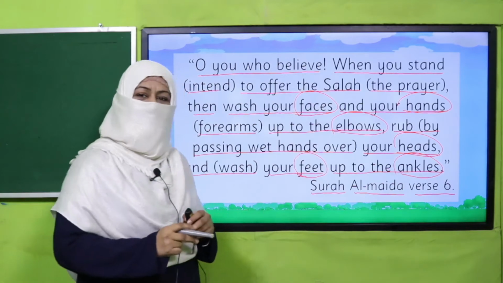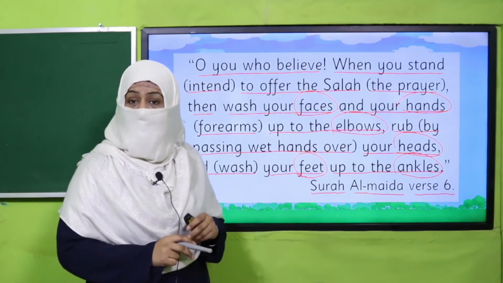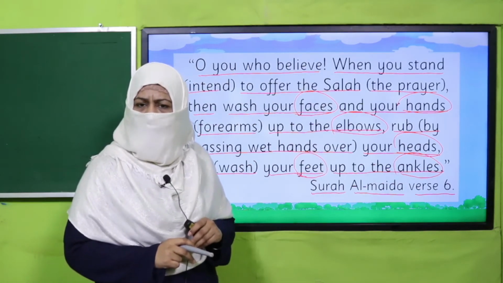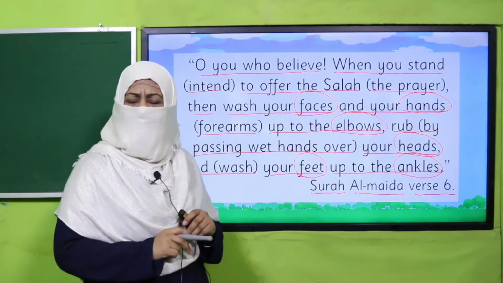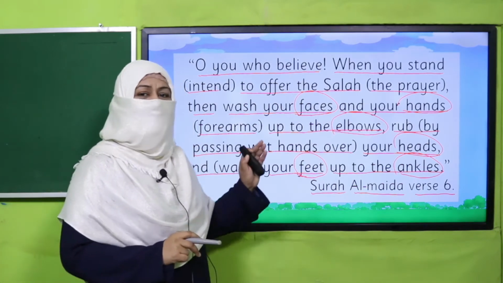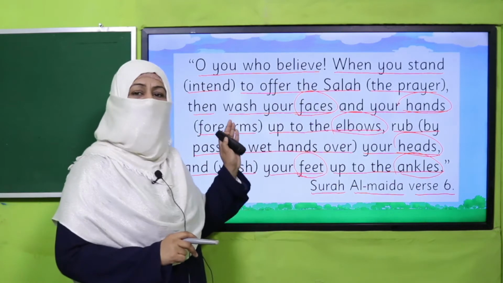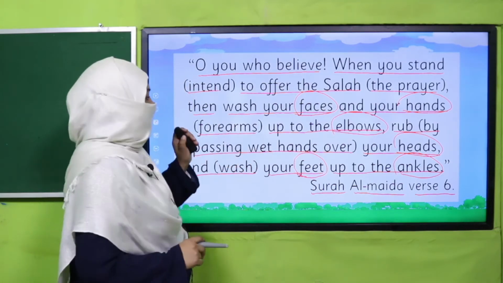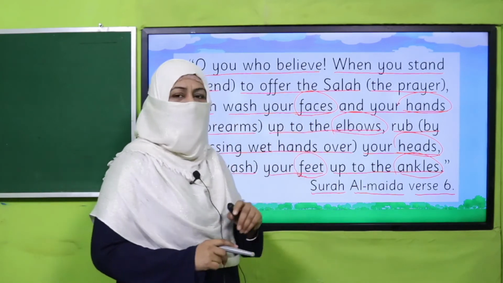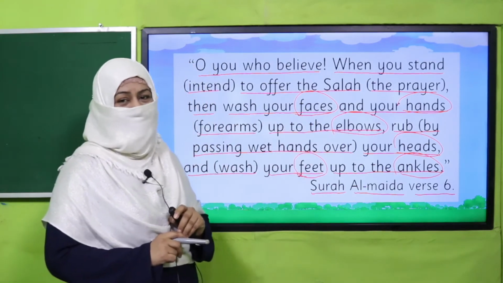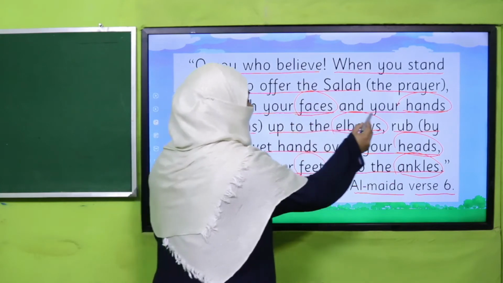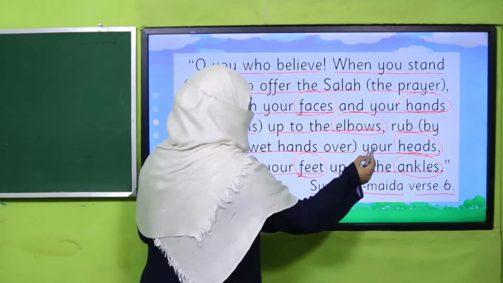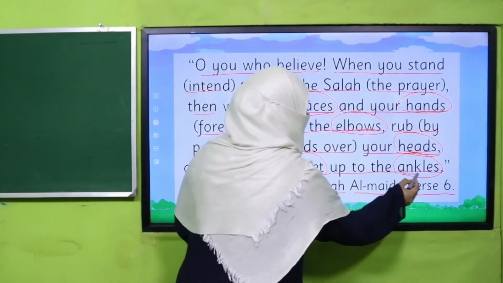Now, you see, subhanallah, beta, you should practice how to do wudu under the supervision of your father, your elder brother, your mother, so that you can do wudu properly and the way Allah has taught us. Now, my dear children, all the words which I have encircled are parts of our body. Your face, your hands, your elbows, your head, your feet and ankles.